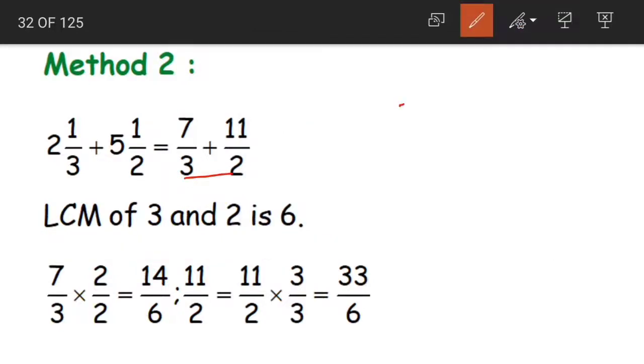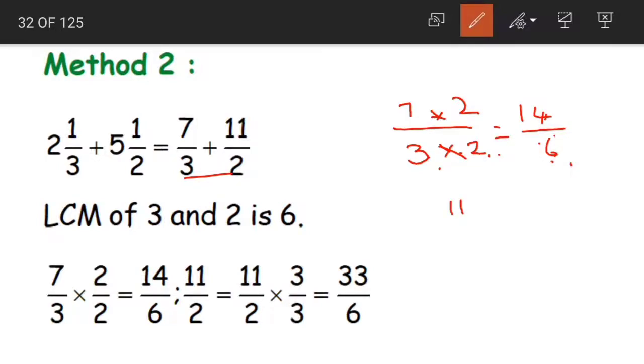Now converting this into like fractions, LCM is 6. Now how will we get 6 here? 3 into 2 is equal to 6. So multiply with 2 in the numerator as well. 7 2s are 14, divided by 3 into 2, 6.